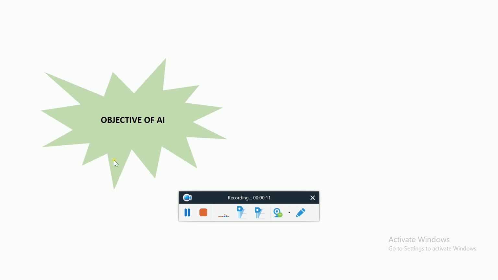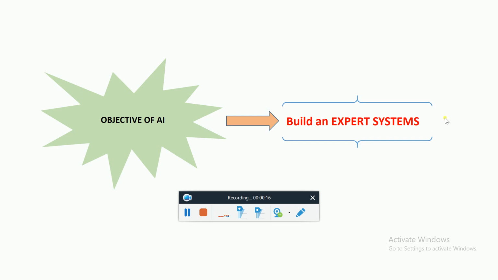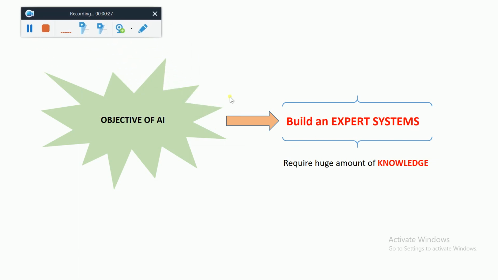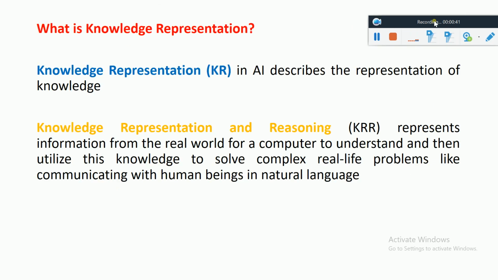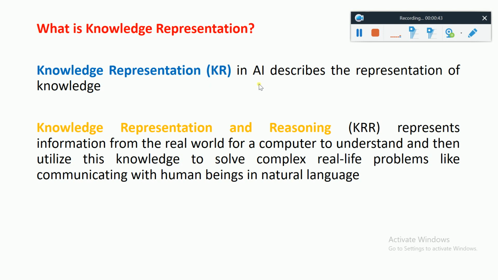So first of all, we should know about the objective of artificial intelligence. The objective of artificial intelligence is to build or design an expert system, and that expert system actually requires a huge amount of knowledge. But the question is, how to represent this knowledge? So our next topic here is knowledge representation. Knowledge representation in artificial intelligence describes the representation of knowledge.